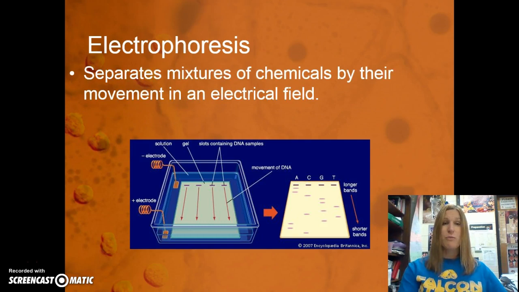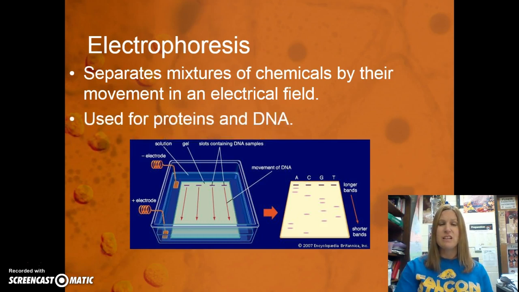Last but not least, one of my favorite things is electrophoresis. We get to separate the mixture of chemicals by their movement in an electrical field. So what does that look like? As you can see in the image below, we're going to take DNA and we can band it out using electrophoresis. We use this for proteins and DNA.